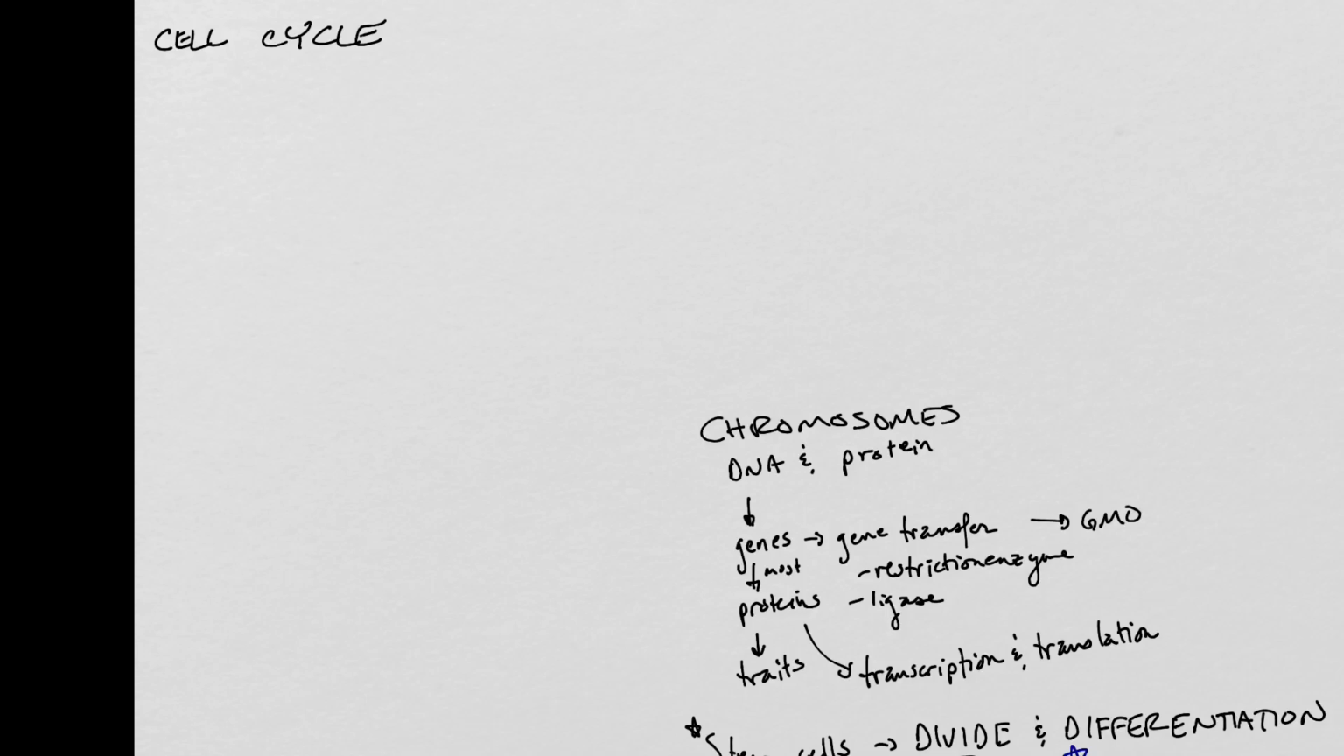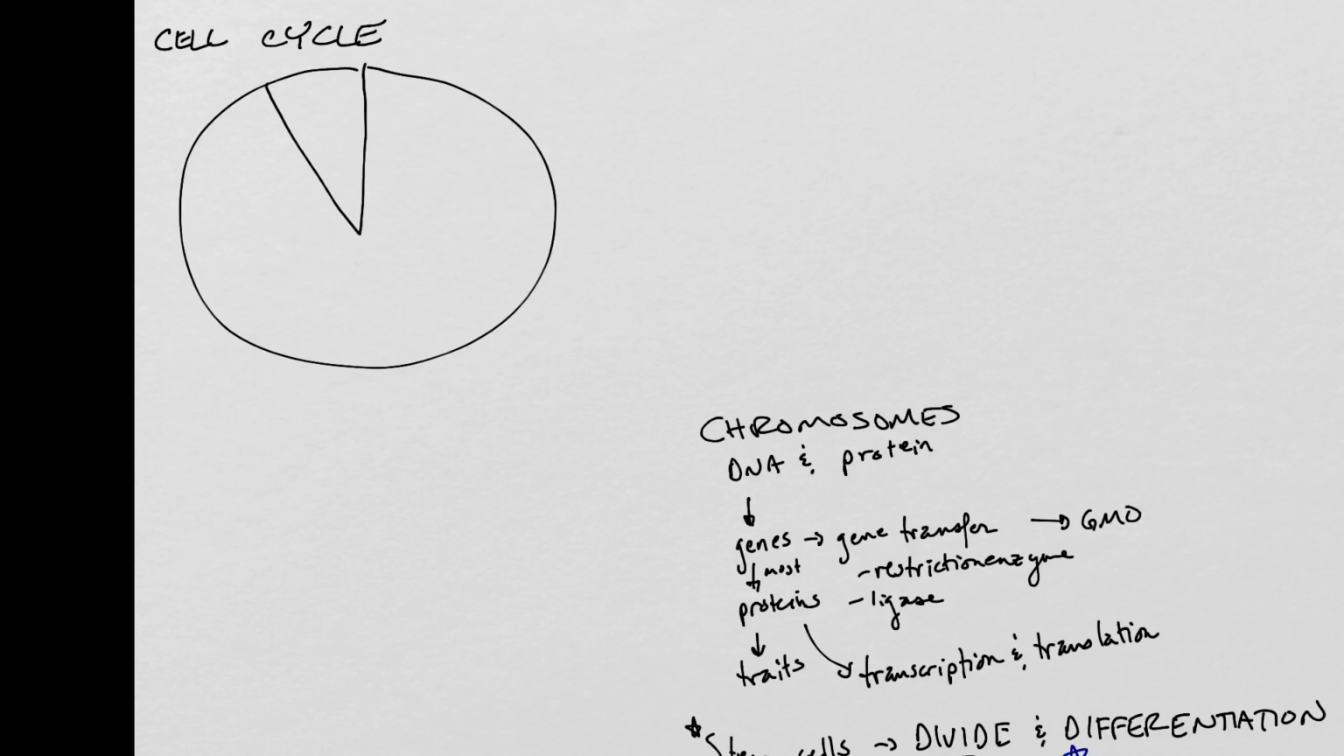Everybody ready? Okay, we're going to draw like a pie chart here. And almost all of the pie chart, I'm going to outline in red here. Almost all of the pie chart is the time where the cell is not dividing. And this whole red part of the pie chart is called interphase. Now this has some much smaller parts to it, but let's just focus on interphase for 1 minute here.